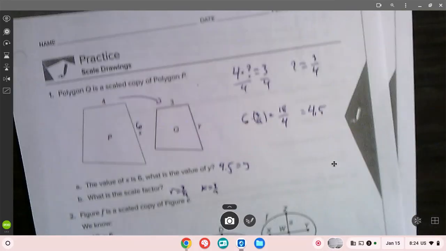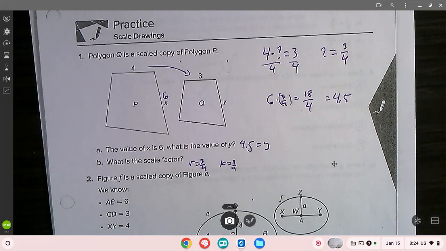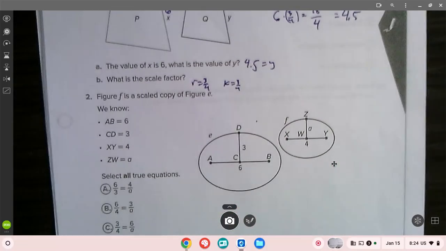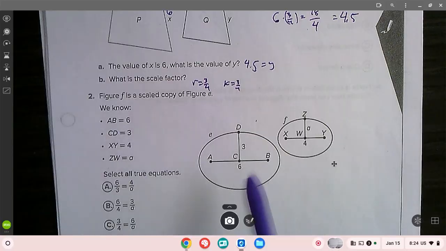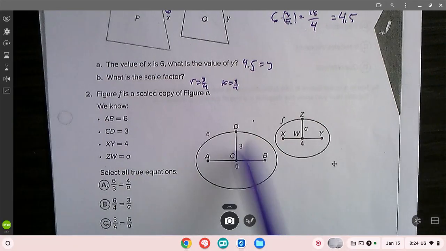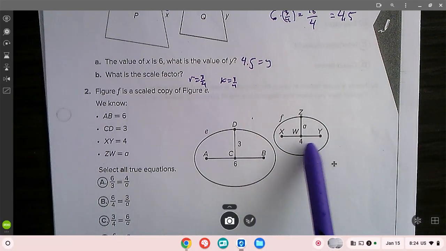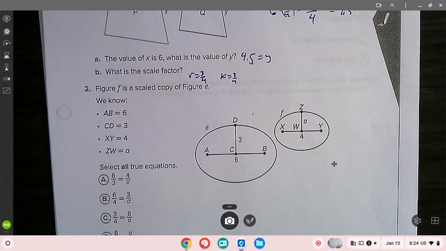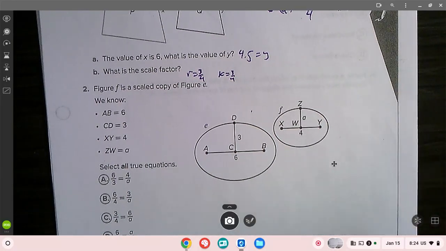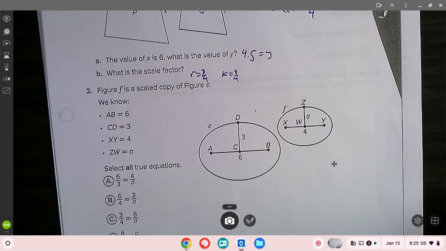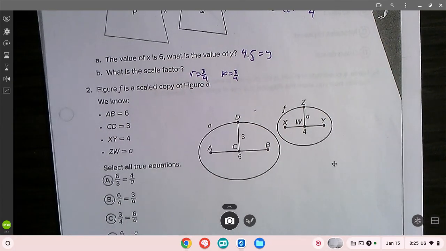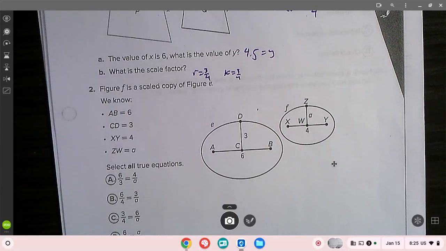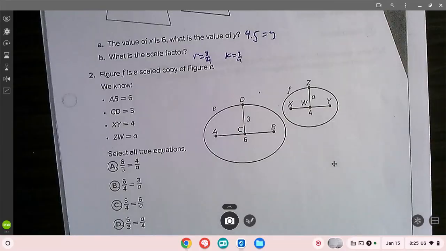If figure F is a scale copy of figure E, here's F, here's E. So E is the original, F is a scale copy. We know that AB is equal to 6, CD is equal to 3, XY is equal to 4, and ZW is equal to A. Select all true equations. We want to solve for A. So we need to figure out how 6 got to 4.